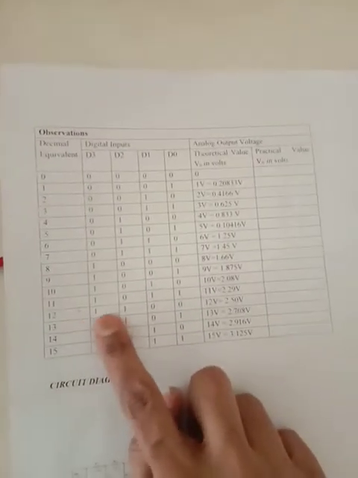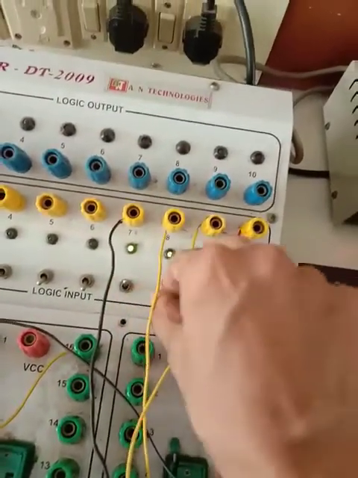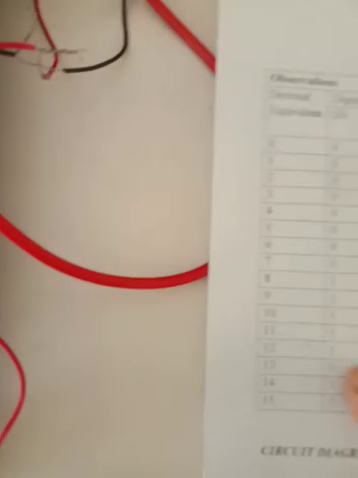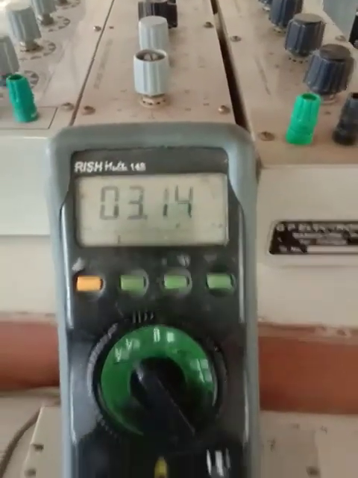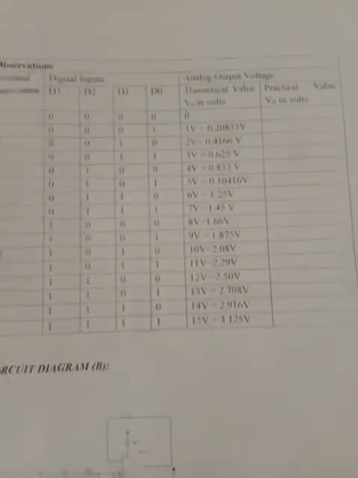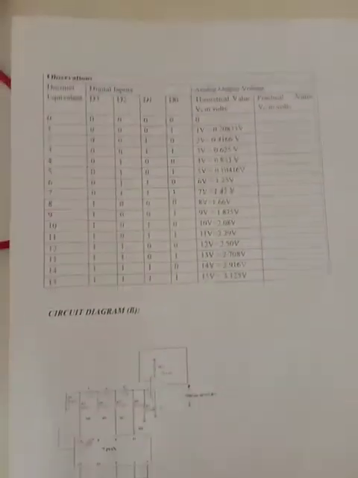Let me take a combination 1100. So I will take a combination here, 1100. The output is 2.42. Output is 2.42. So here you can see for 1100 it is 2.5. Similarly, when I make this all high, the output here comes to 3.14. We should get 3.12. So please make a note of all the practical values. This will be the output of the first part.